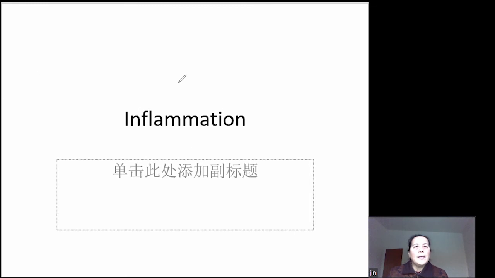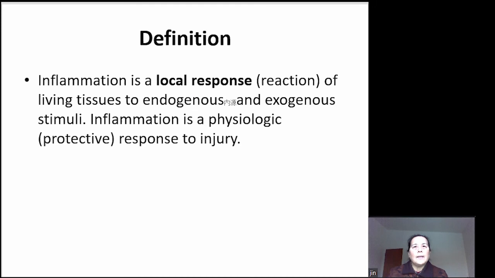So inflammation, what does inflammation mean? We're talking about what inflammation means first. Inflammation is the local reaction to something injured there. We say something could be an internal cause, could be an external cause.